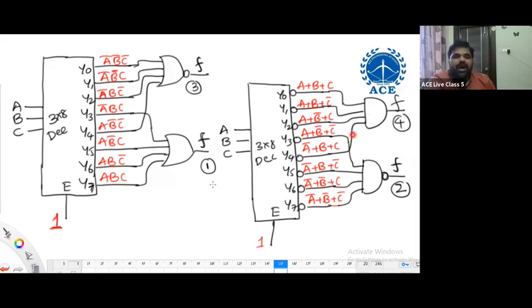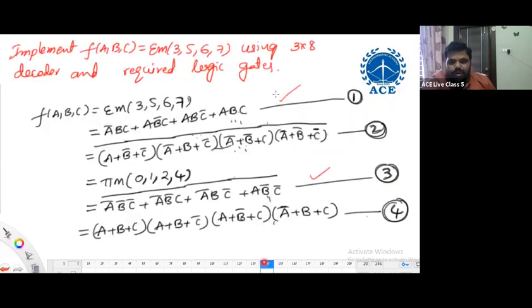One by one, once again. OR gate SOP, inputs minterms, because 3, 5, 6, 7 are minterms. NOR gate POS, so 0, 1, 2, 4 are max terms. NAND gate is SOP, again 3, 5, 6, 7 are minterms. AND gate is POS, again 0, 1, 2, 4 are max terms. 1 and 2 are SOP, 3 and 4 are POS.